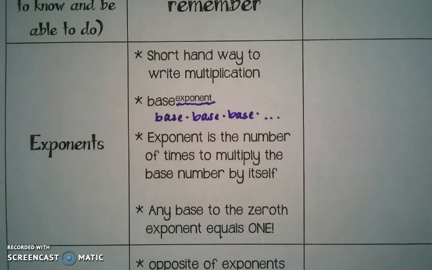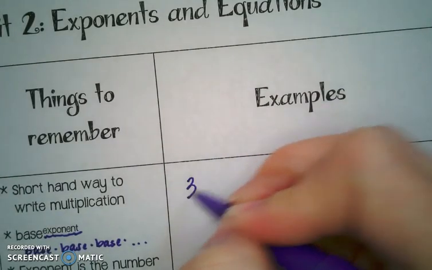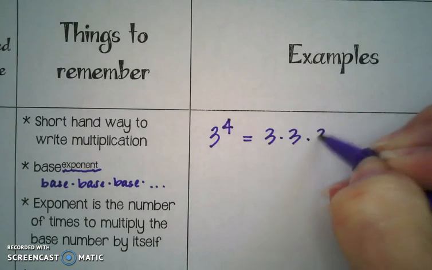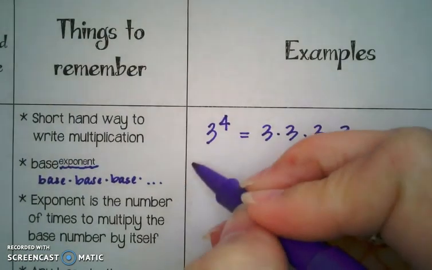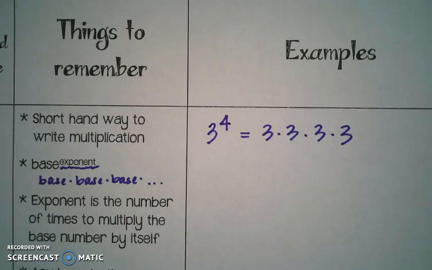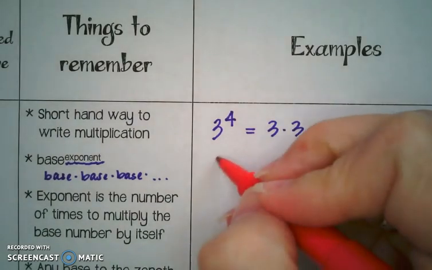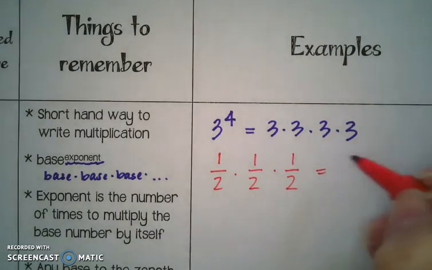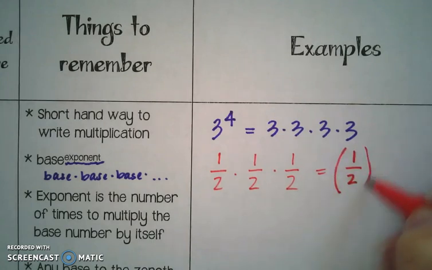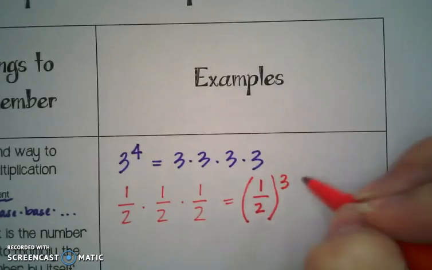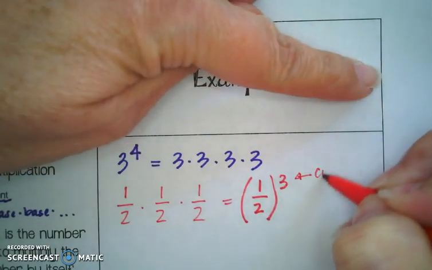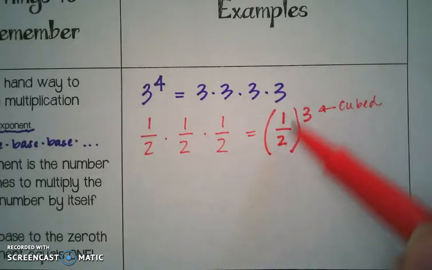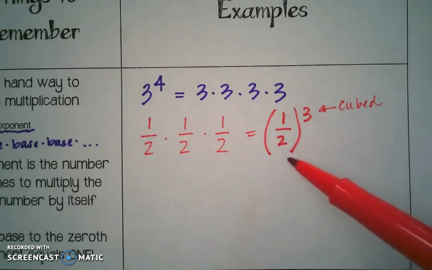So just a couple of examples. If we had 3 to the 4th, that would mean 3 times 3 times 3 times 3. If we had 1/2 times 1/2 times 1/2, we would have 1/2 to the 3rd, which you can also say is cubed, which I don't think is necessarily important for the milestone, but just when you're speaking. Also, whenever we have a fraction, we are going to put it in parentheses.